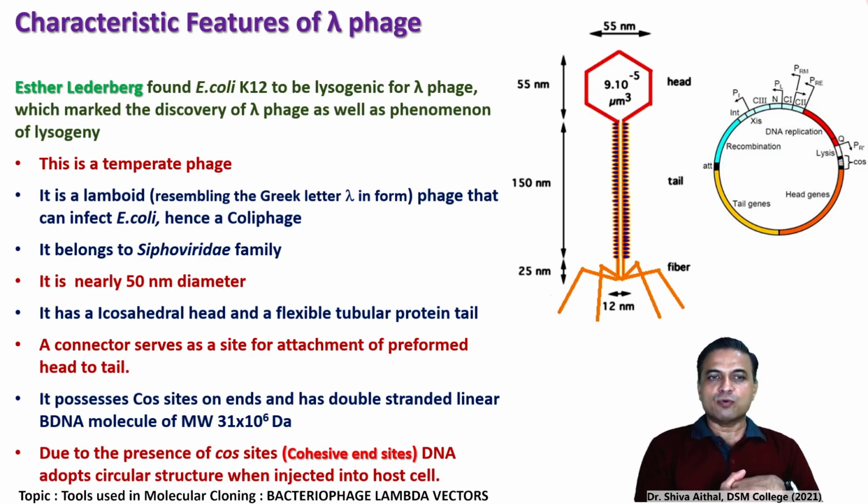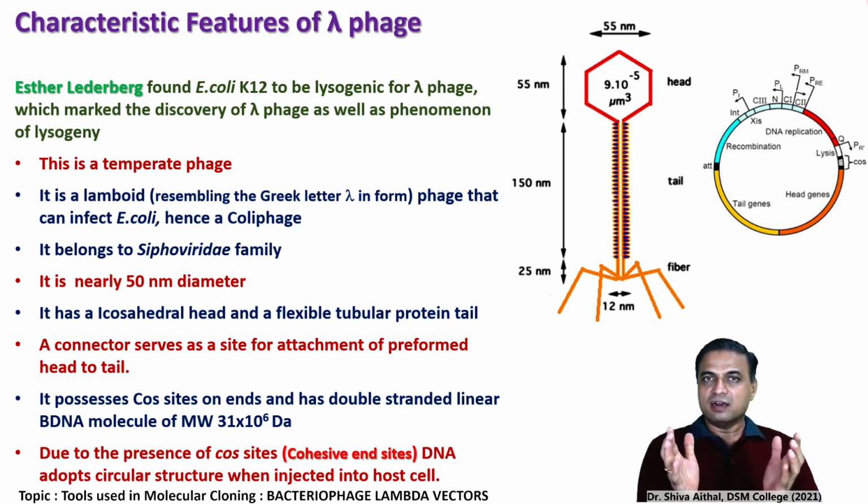It belongs to the Siphoviridae family, nearly 50 nanometers in diameter. You can see on the screen here, just pause and take in the details of its physical dimensions, which is just for your information. Of course, it has very little significance when it comes to being used as a molecular tool. Anyway, it is going to infect an E. coli, and the burst size is around 300 to 1000 phages per bacterial cell.